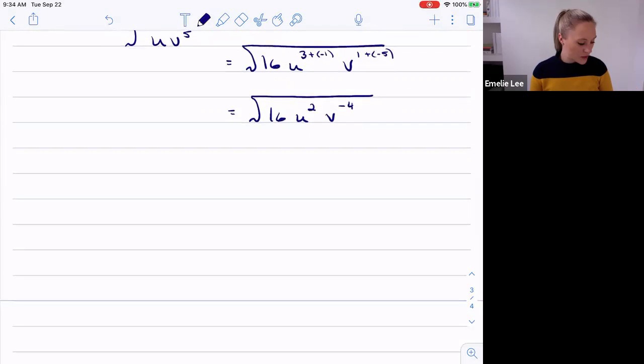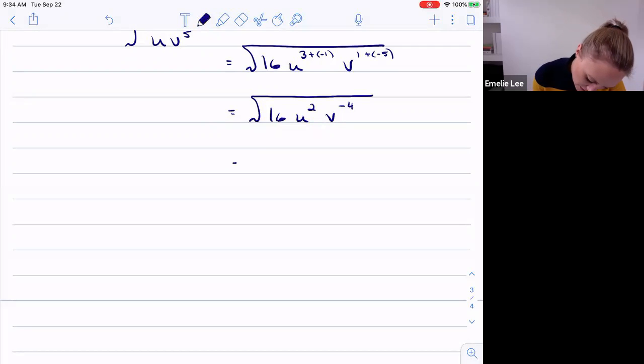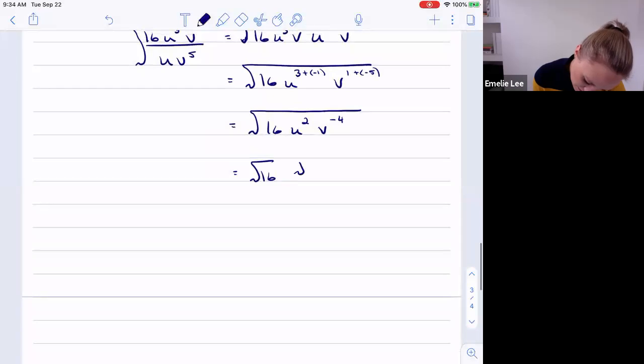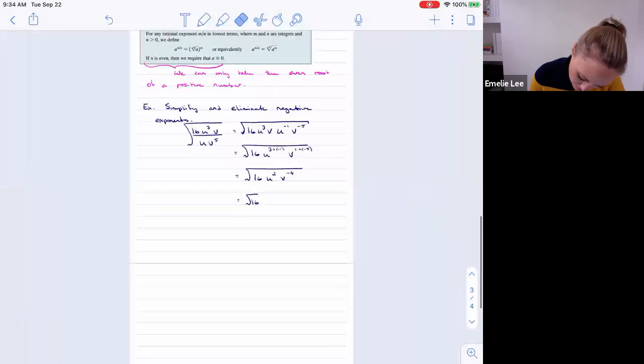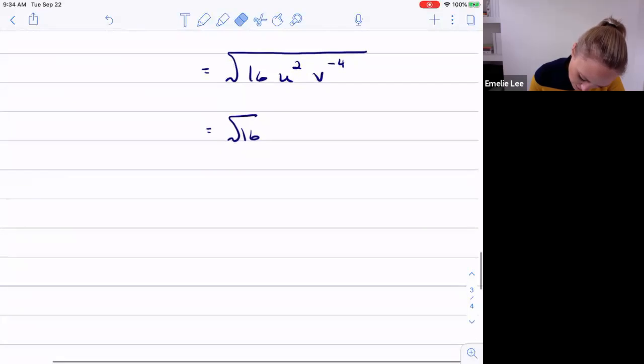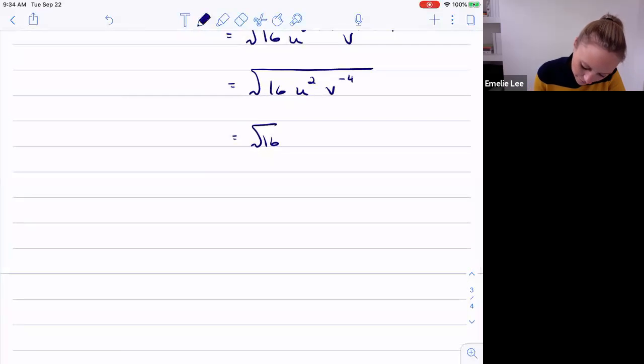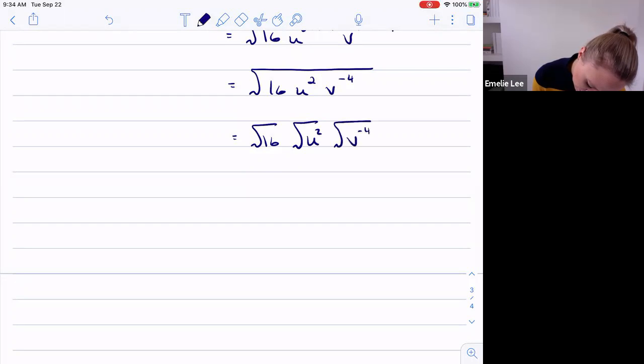Okay, so to simplify this even more, right, because I'm multiplying in here, it doesn't work if you're adding or subtracting it. It really doesn't work. But because I'm multiplying in here, I'm allowed to distribute the square root to see where it gets me. So I've got the square root of 16 times the square root of u squared times the square root of v to the -4.